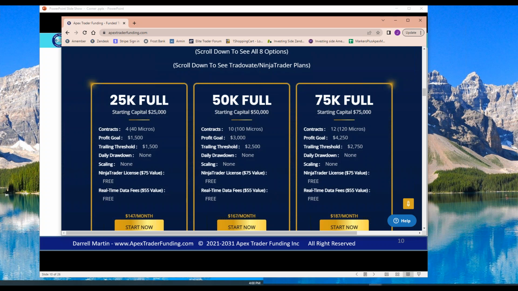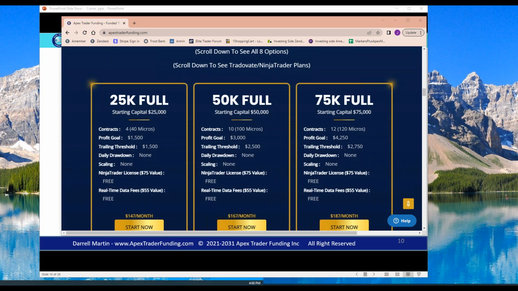Okay, does that make sense? That's how you choose the account. You don't choose it because of a number or price. You choose it based on what your strategy is. You have to choose the right tools for the right job. Make sense? Okay.